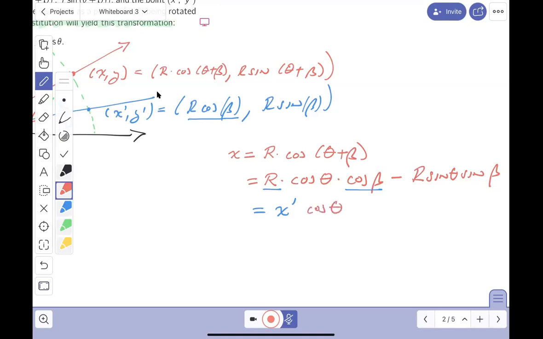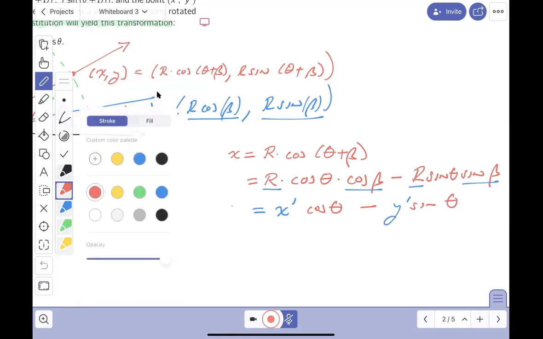So it's x prime cosine theta minus, let's look at the next guy. And what's the next guy I'm looking at? I'm looking at the blue guy, R sine beta. And what's R sine beta? Well, it's y prime. All right. And what am I left off with there? Sine theta. All right, let's put this over here. And this is what x is equal to.